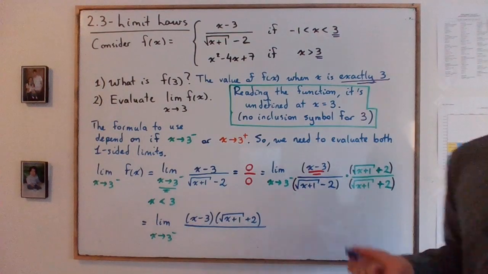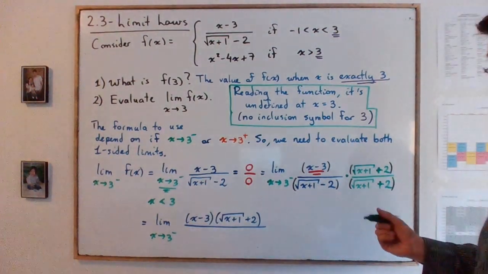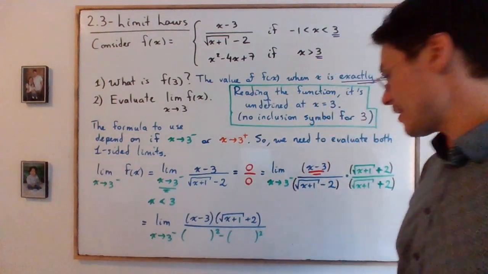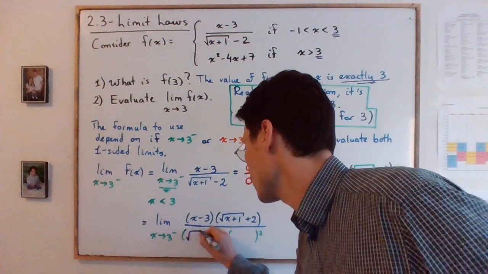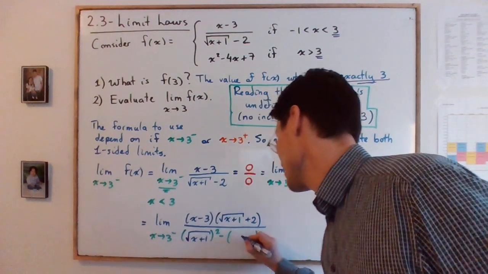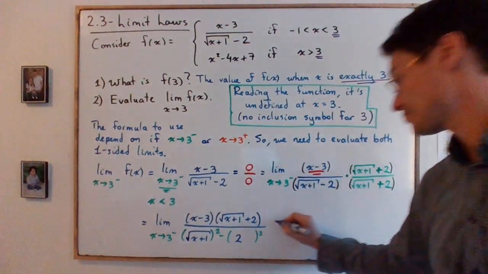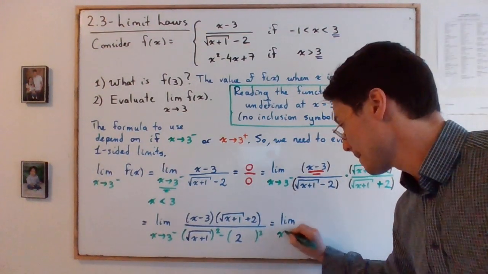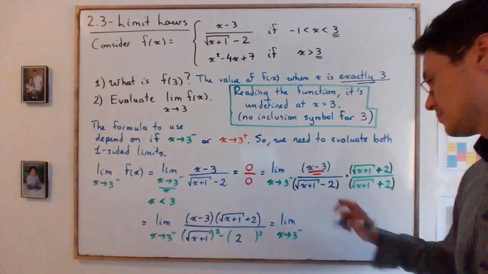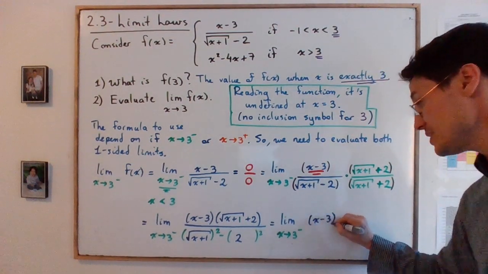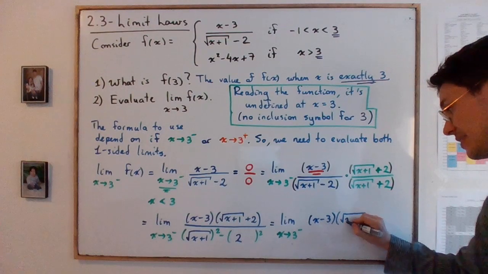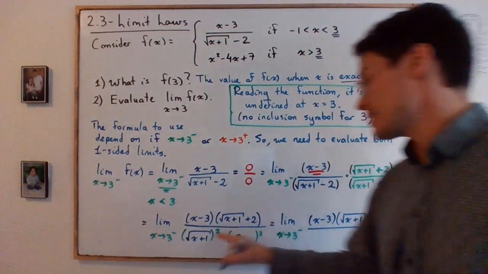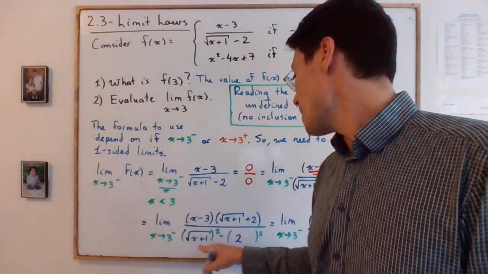Whereas at the bottom, again, we need to use the difference of squares formula. So we go, this squared minus that squared. And you have square root of x plus 1, and here you have simply 2. So let's try the next step. So x minus 3, x plus 1 plus 2. And then we have here x plus 1 minus 4.